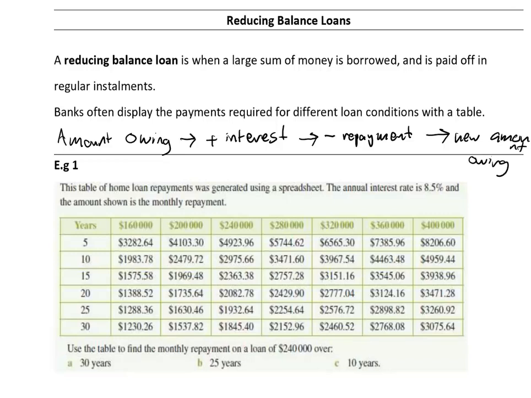Okay, so you start with something at the start of the month. If it's paid off monthly, you then add the interest, then take away the repayment to find what you have left at the end of the month.